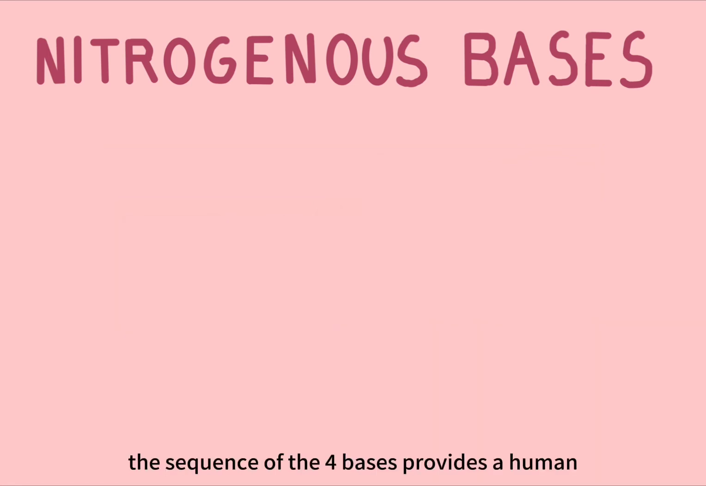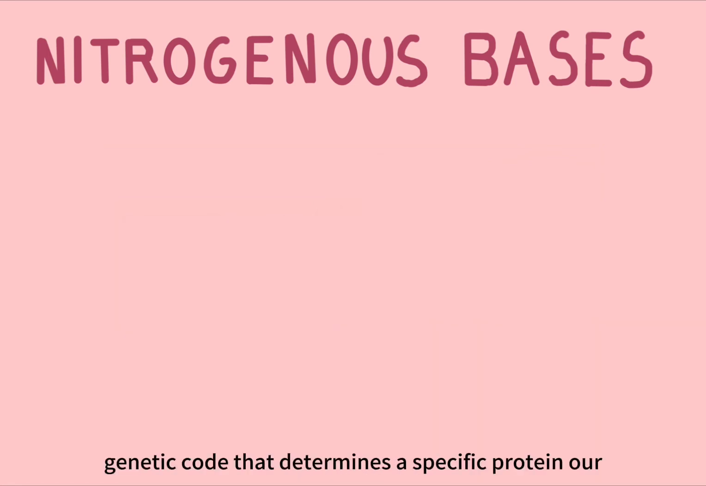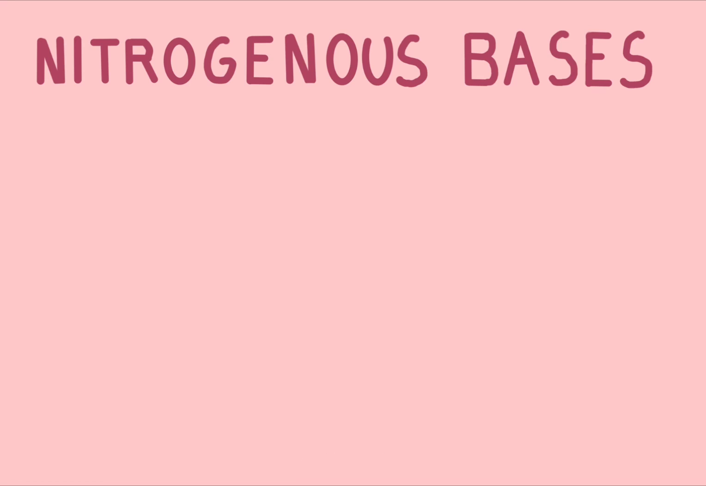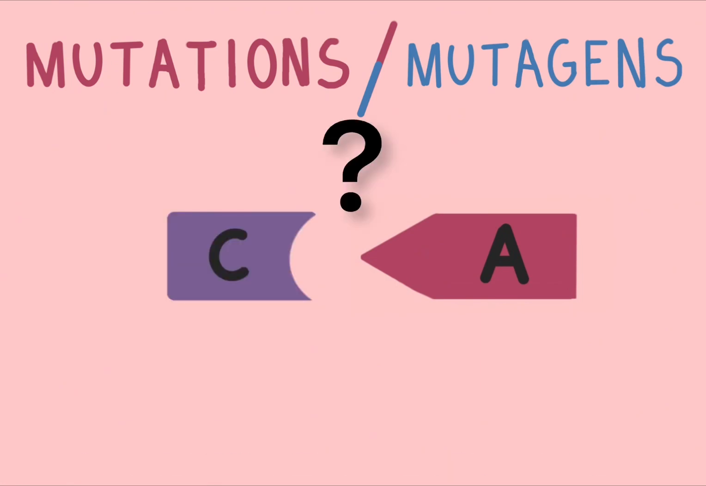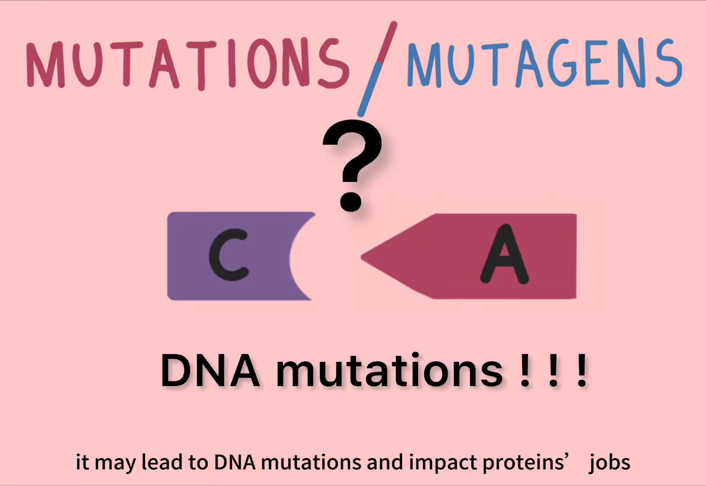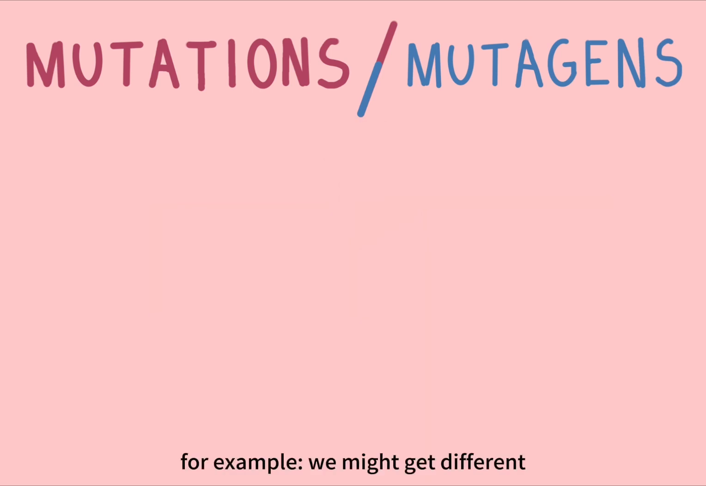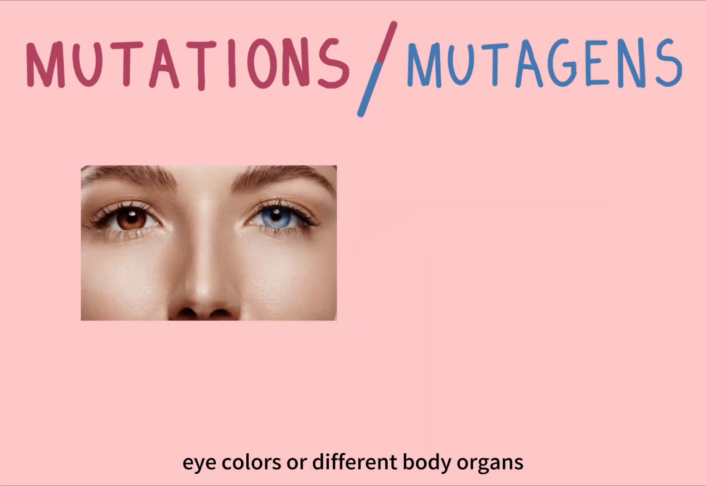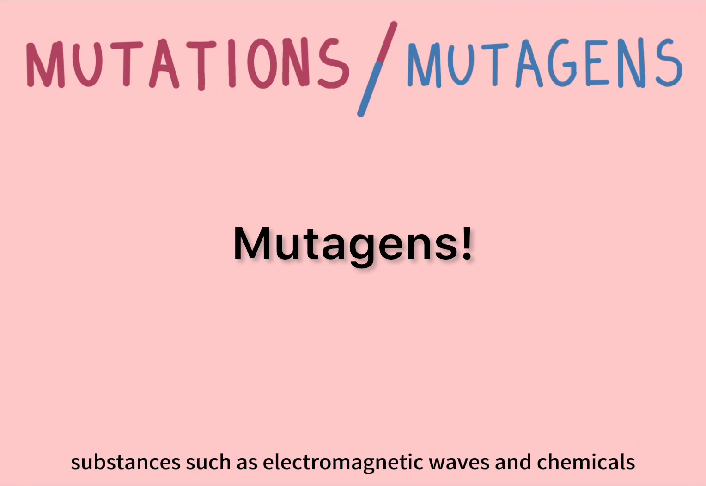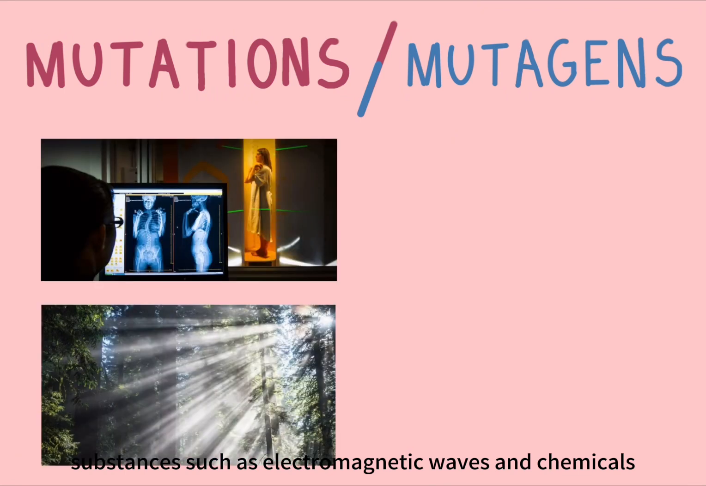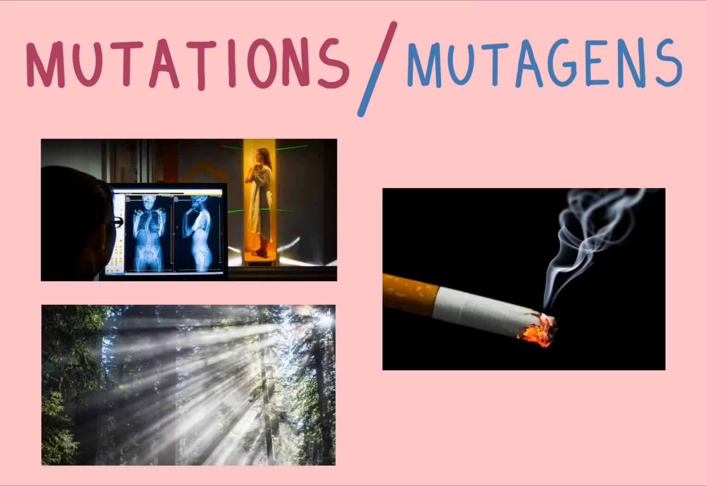The sequence of the 4 bases provides a human with a genetic code that determines the specific protein our cells make. If A accidentally puzzles with C, it may lead to DNA mutations and impact protein production. For example, we might get different eye colors or different body organs. This accident is caused by mutagens, substances such as electromagnetic waves and chemicals.